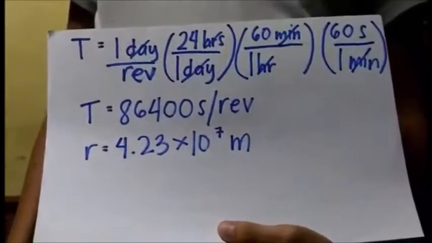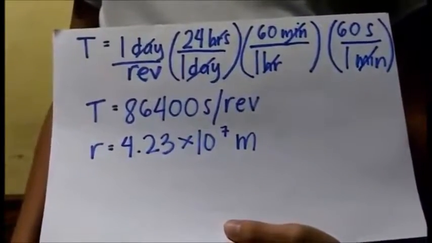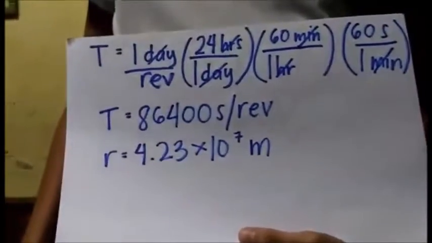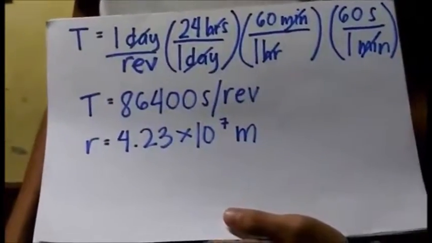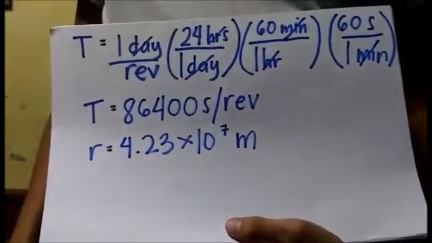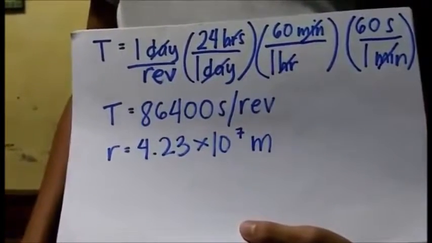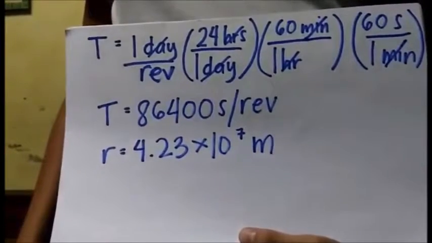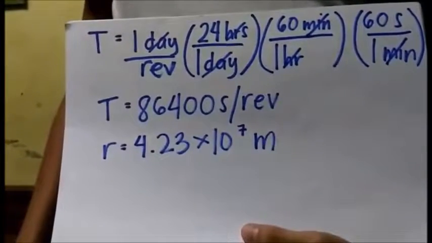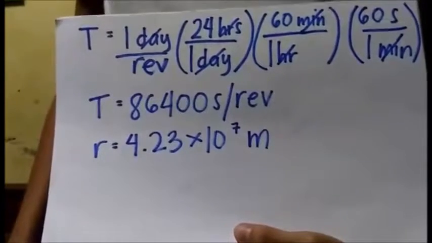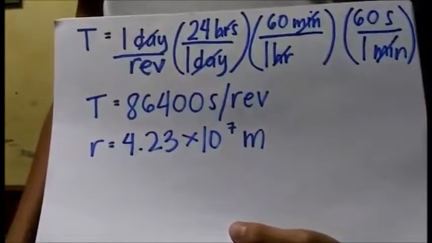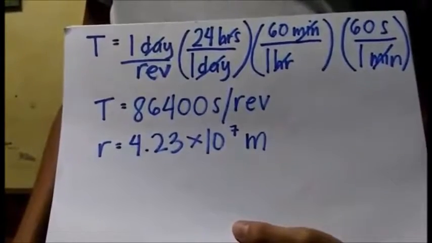A satellite is said to be in geosynchronous orbit if it rotates around the Earth once every day. For the Earth, all satellites in geosynchronous orbit must rotate at a distance of 4.23 times 10 to the 7th power meters from the Earth's center. What is the magnitude of the acceleration felt by a geosynchronous satellite?